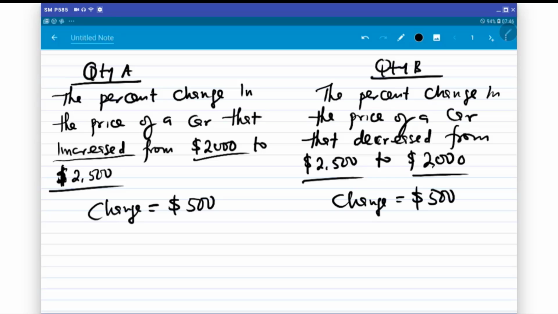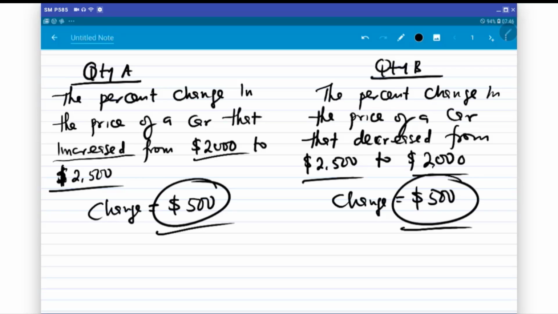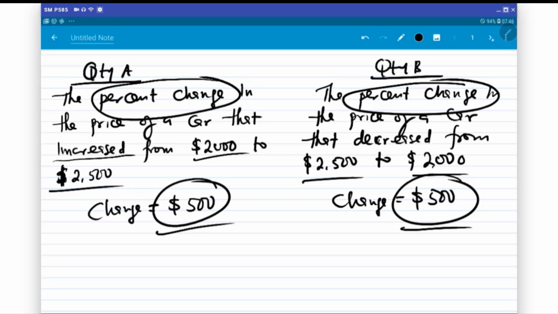So the same change. Forget about increase or decrease, the same change: $500, $500. But because it's not talking about change, it's talking about percent change, the percent change will not be the same. Automatically, just from the example we just did, they will not be the same. So the fact that the changes are the same doesn't mean the percent changes will be equal. So you have to check, calculate it before you can pick your right answer. So just get that right so that you won't be deceived.